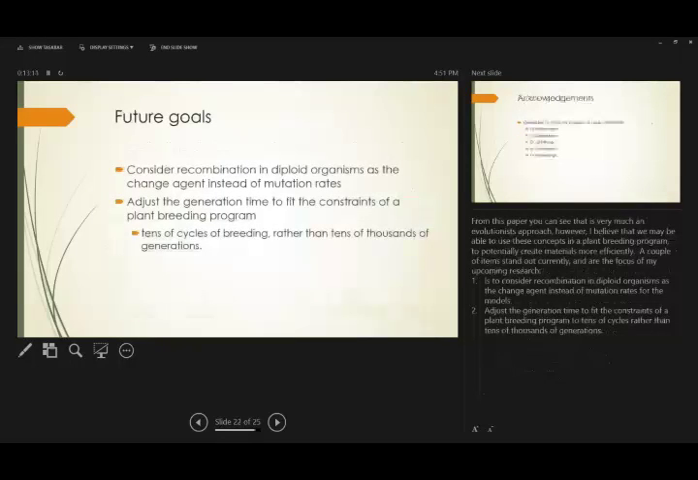From this paper, you can see that this is very much an evolutionist approach. However, I believe that we may be able to use these concepts in a plant breeding program to potentially create materials more efficiently. A couple of items stand out currently and are a focus of my upcoming research. One, I want to consider recombination in diploid organisms as a change agent instead of mutation rates, and adjust the generation time to fit the constraints of plant breeding to tens of cycles instead of millions.